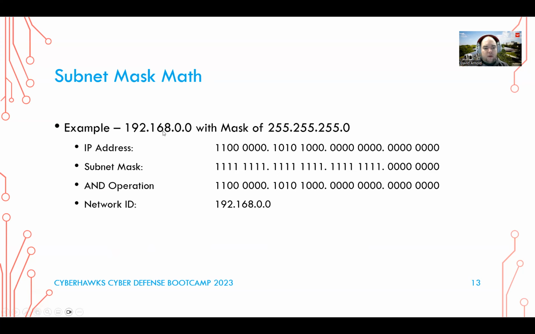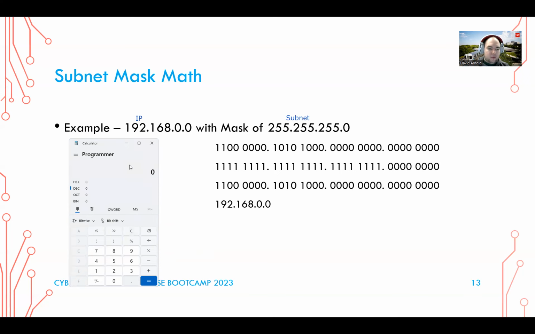If I want to figure out the network ID, as I mentioned, here we have the IP address, and then this is the subnet. This determines how much belongs to the network and how much belongs to the devices. What you'll end up doing is converting the IP address to binary. So in this case, we have 192, and 192 in binary is 1100 and then 4 zeros. So we go ahead and add that here.